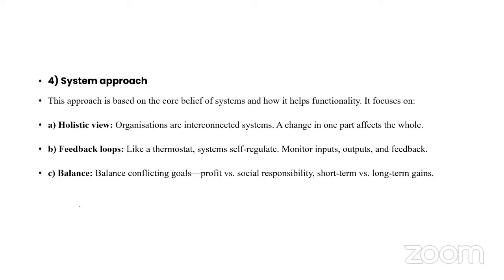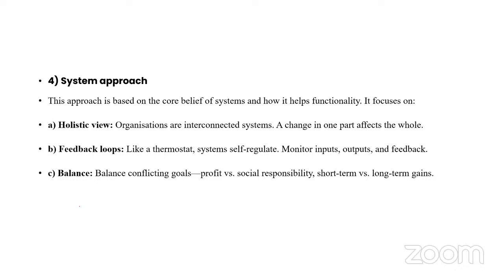Coming to the feedback loops. So what are feedback loops? See, like a thermostat, you know what a thermostat does, it regulates and makes sure that the temperature is maintained at a fixed point. So similarly, organizations also must self-regulate themselves. So take for example, I am manufacturing my products. People are not buying products. So I have to make changes to them. I have to continuously self-regulate. So inputs have to be monitored, outputs have to be monitored, feedback has to be monitored. That is the feedback loop.